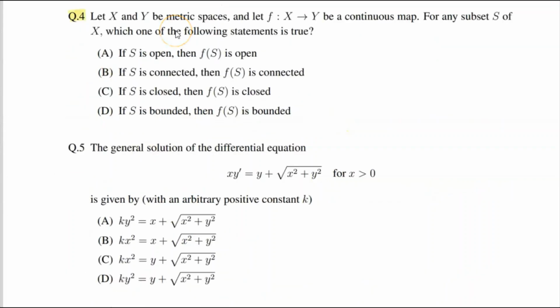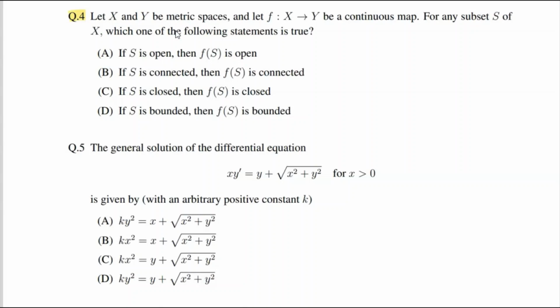Now question number 4. Let X and Y be metric spaces and let f from X to Y be a continuous map. For any subset S of X, which of the following statements are true? Option A, if S is open, then f of S is open. Option B, if S is connected, then f of S is connected. Option C, if S is closed, then f of S is closed. Option D, if S is bounded, then f of S is bounded.